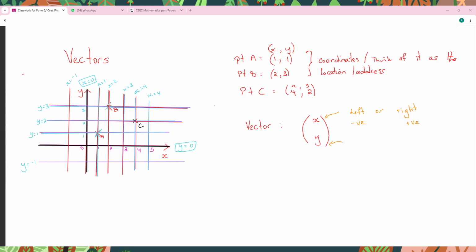Look at B. The coordinates of B, x is 2 and y is 3. So we'll write it as (2, 3). Look at C. x is 4 and y is 2. So we write that as (4, 2).